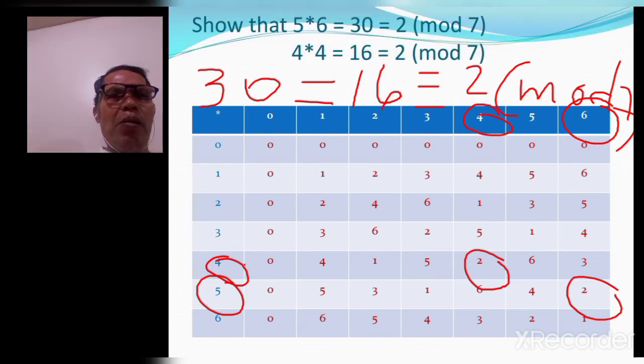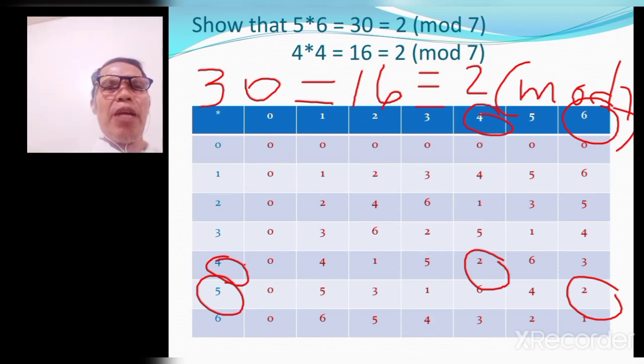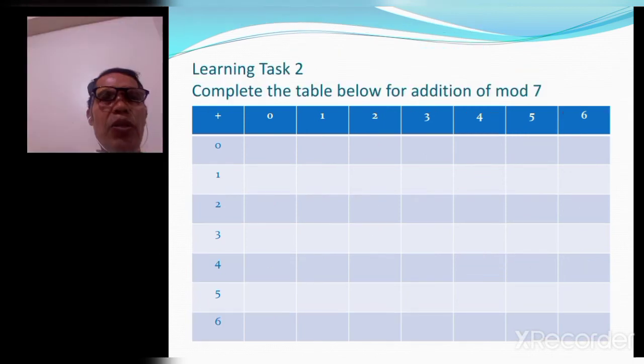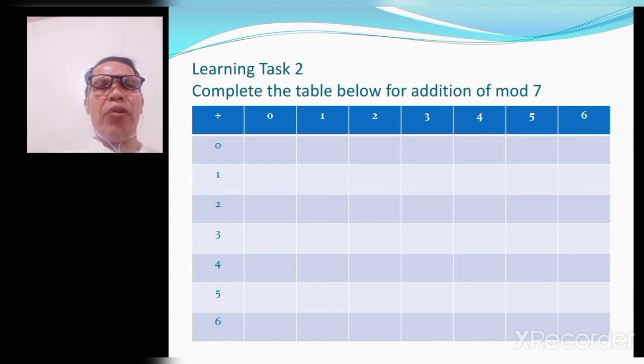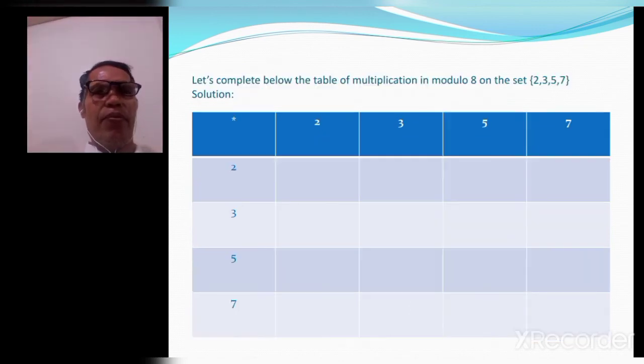Okay, that is how we show it, because 5 times 6 is 30, so we have 30. 4 times 4 is 16, so they are the same answer, so they are congruent modulo 7. Okay, learning task 2, you are going to complete the table below for addition of modulo 7.